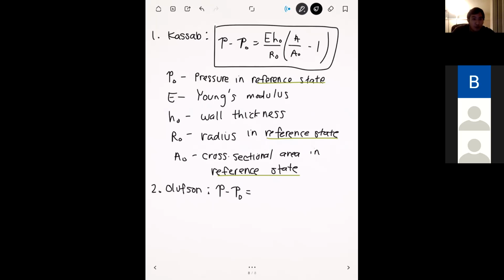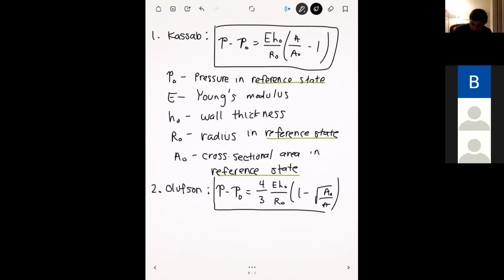All right, so the Olson equation, we have P minus P0 is equal to 4/3 E H0 divided by R0, times 1 minus the square root of A naught over A. Okay. So very similar to the Cassava equation, but slightly different. And all the symbols here basically mean the exact same things. These aren't the only two constitutive models out there, and there are lots of other ones, but these are the two that I see most commonly used, especially for the 1D equations.